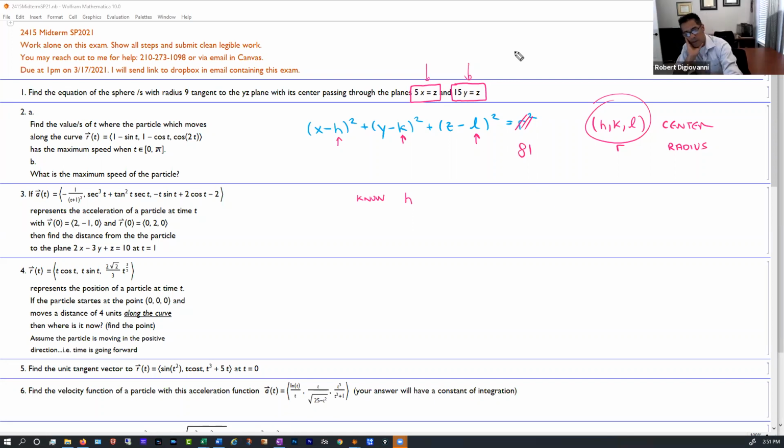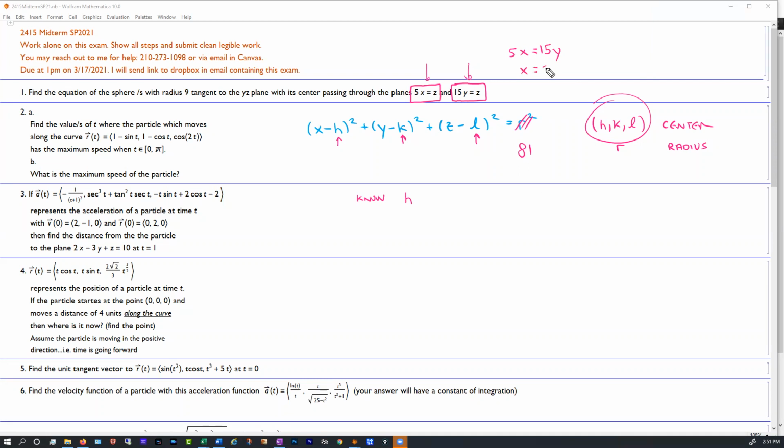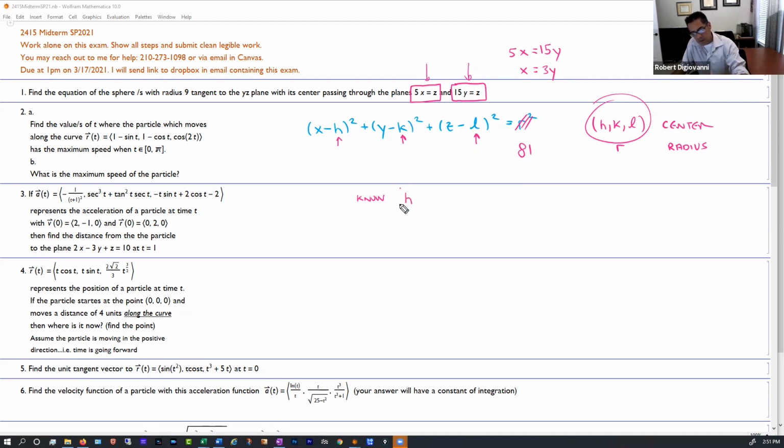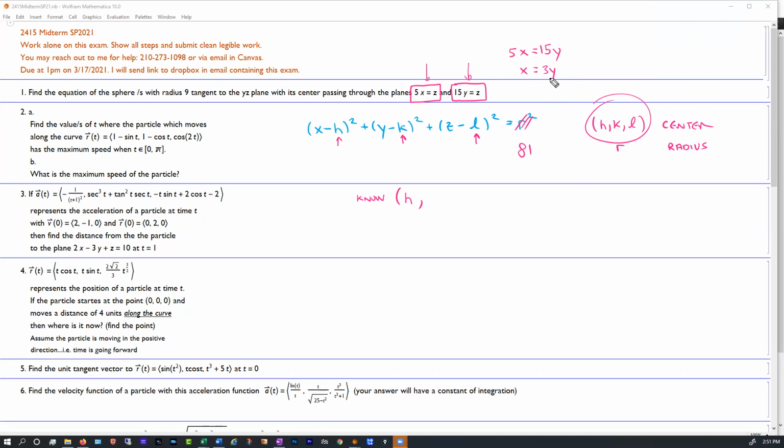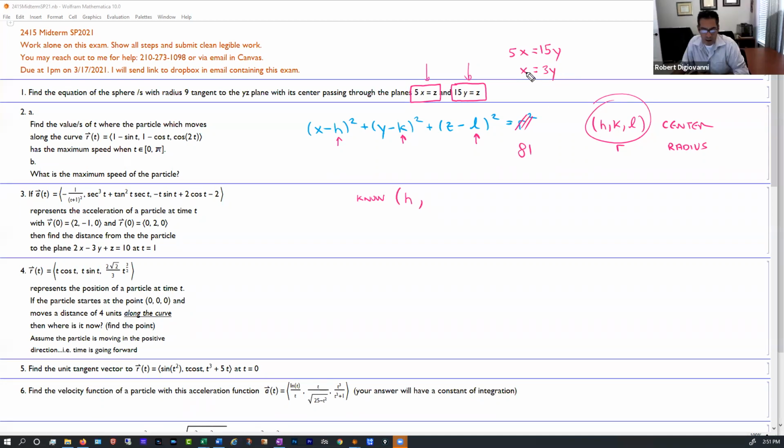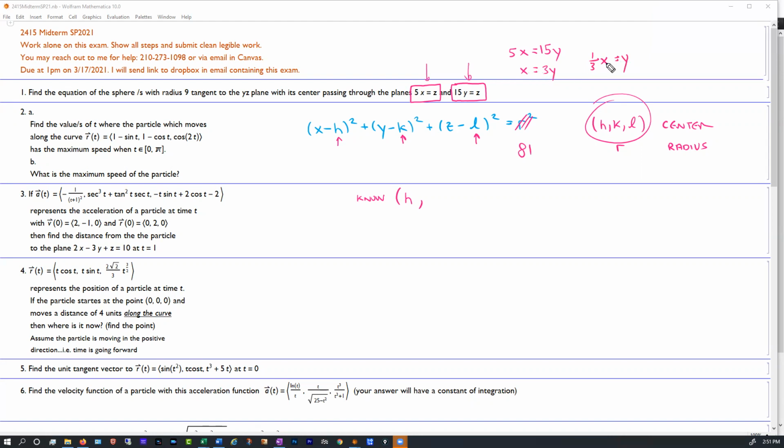If you set them equal, you have 5X must equal 15Y, right? So X must equal 3Y. 3Y, okay. But remember, H is your X coordinate, right? So if you know what H is, can you tell me what the Y coordinate K would have to be? 3 times H. Other way around. The Y would have to be a third of, because you just solve this for Y, right? Oh, okay. So the Y coordinate would have to be a third of X.